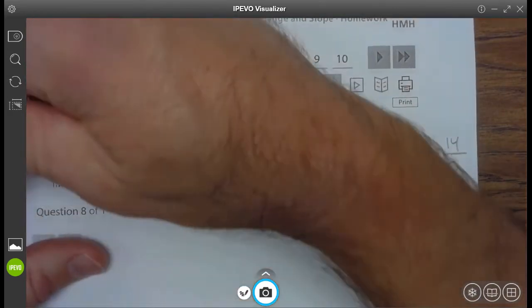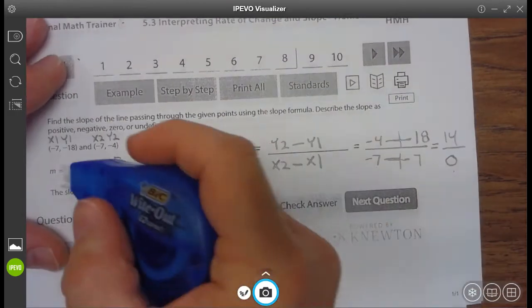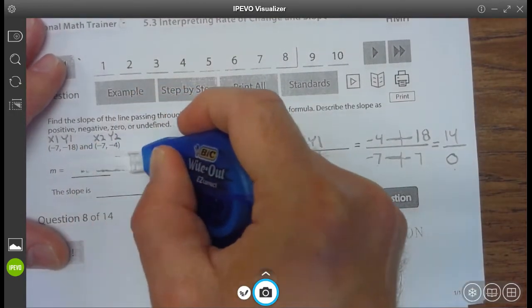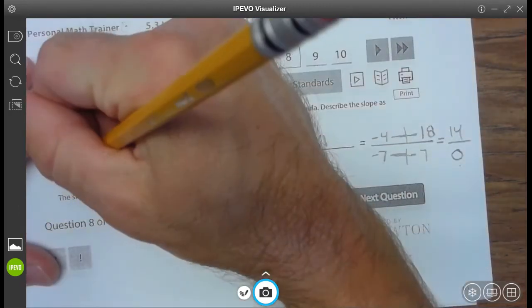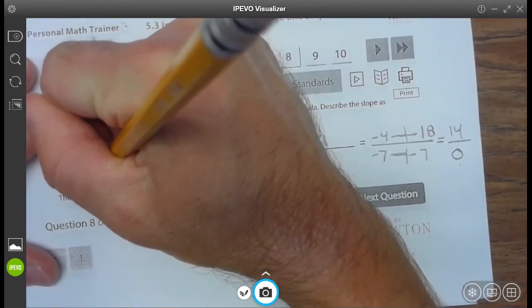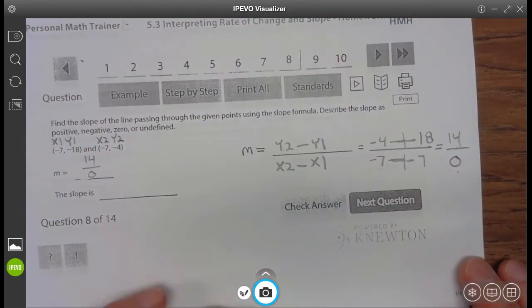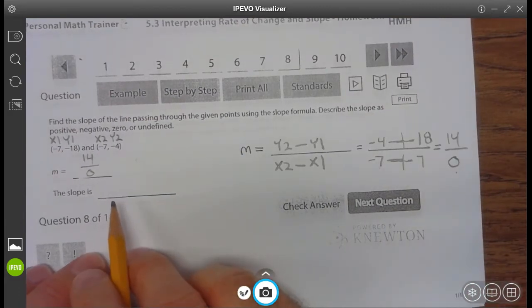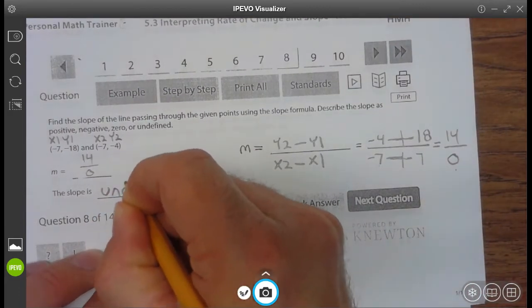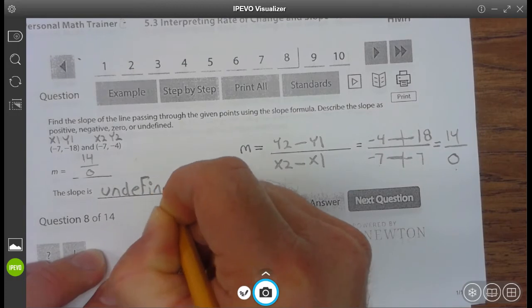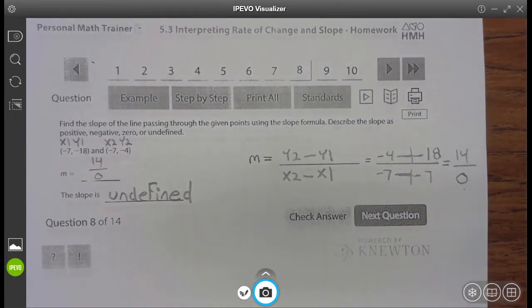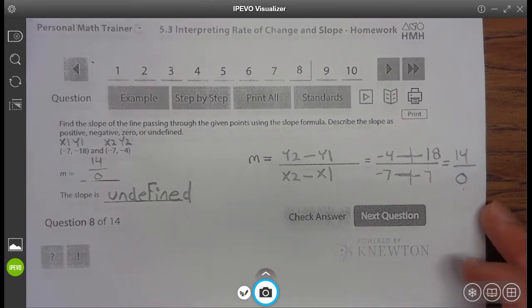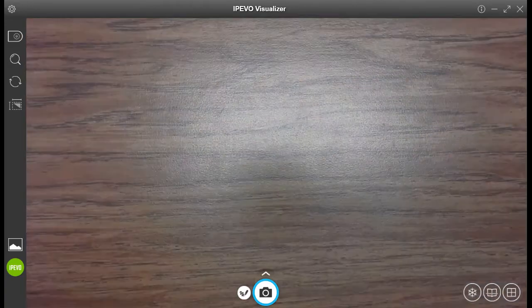And actually, I think when you put it in HRW, they're going to probably want you to put 14 divided by 0 here. And then they're going to want you to put the slope is undefined here. Okay, go ahead and finish up example 8. All right.